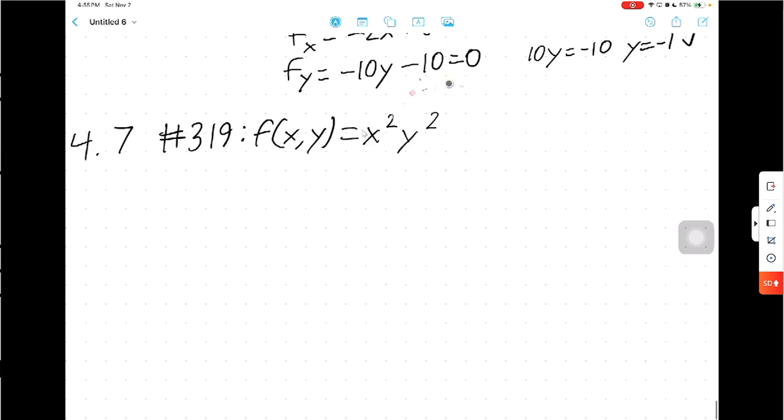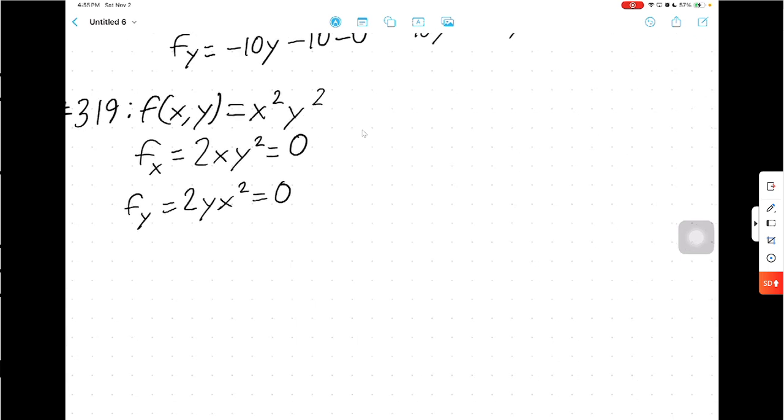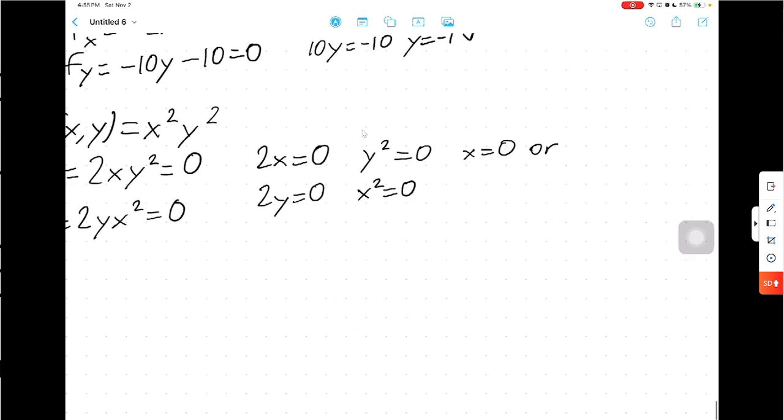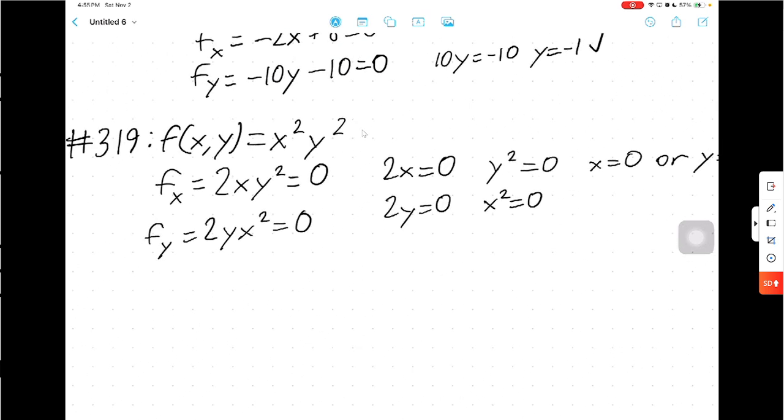Here we're given f(x, y) is equal to x squared y squared. fx is going to be equal to 2xy squared, which is equal to 0. And fy is equal to 2yx squared, which is equal to 0. So here we have 2x equals 0, or y squared is equal to 0. 2y is equal to 0, or x squared is equal to 0. This pretty much just gives you x equals 0 and y is equal to 0. No, it's actually or y is equal to 0. So you've got whole entire lines here that are all critical points.